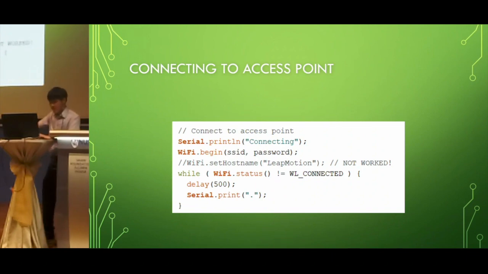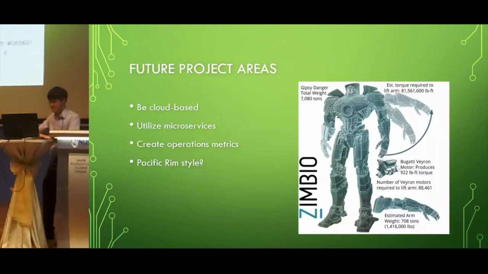And of course, the final part is connecting to the access point. So just a few commands to show the serial port that we're connecting to the service, and also showing stuff like when we start to input the Wi-Fi and set the host name, which we can set through here, and also putting a few delays when we're connecting, just to be on the safe side.